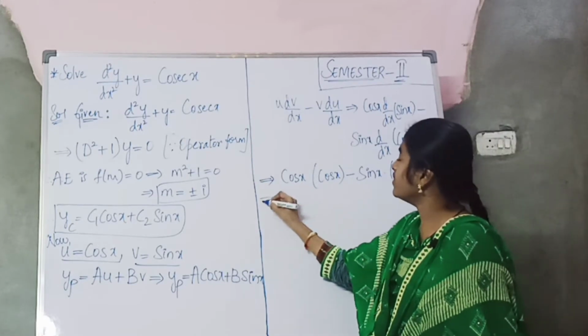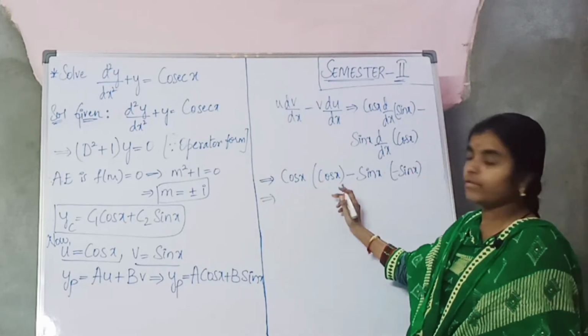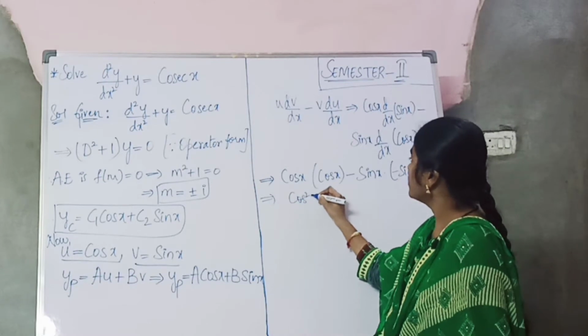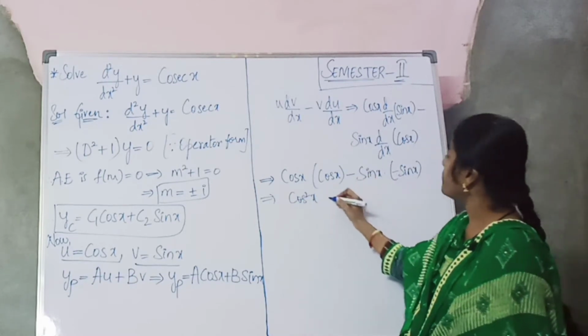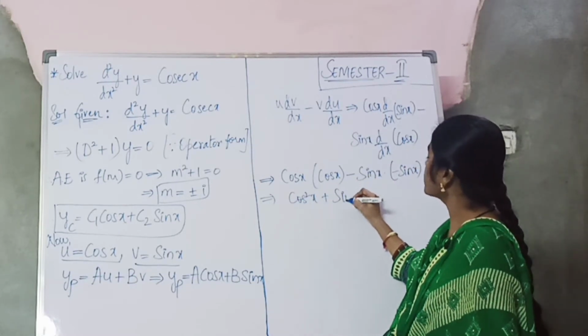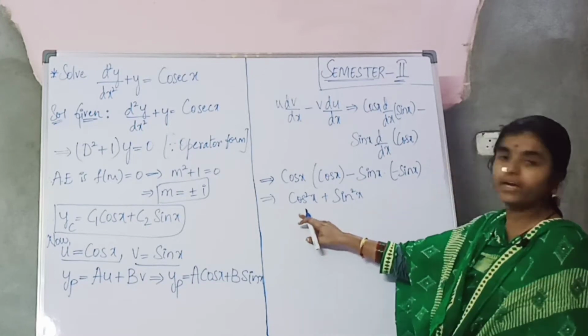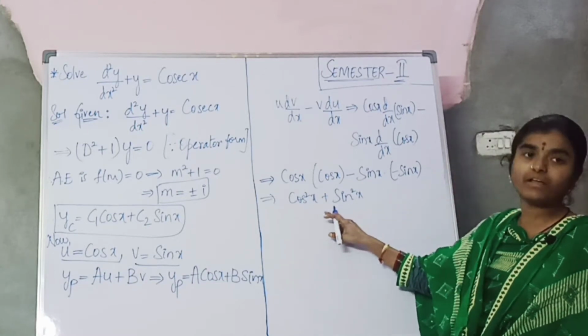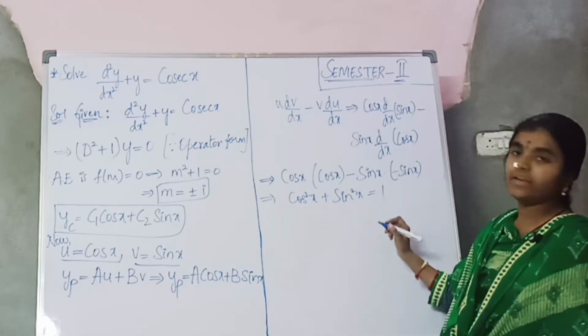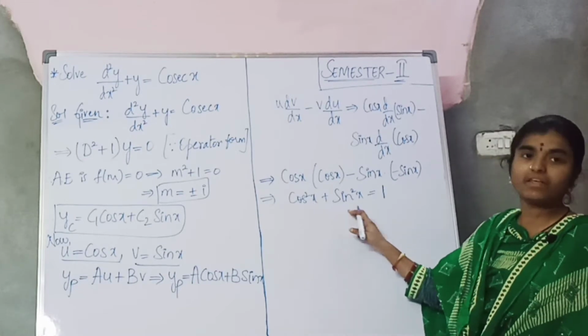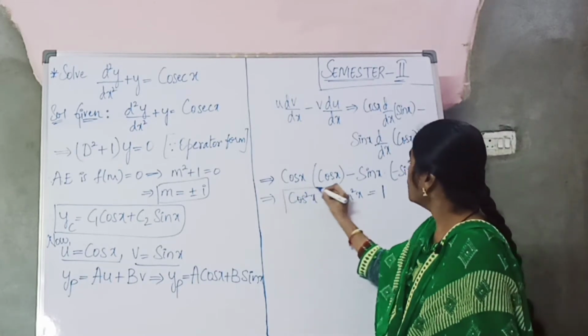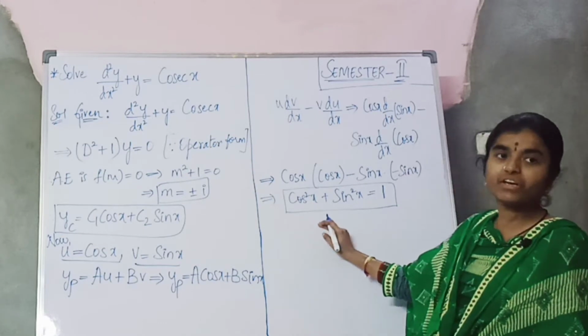So that implies cos x into cos x gives cos square x, and minus into minus is plus, sin x into sin x gives sin square x. According to the identity, cos square x plus sin square x equals 1, according to the trigonometric identity.